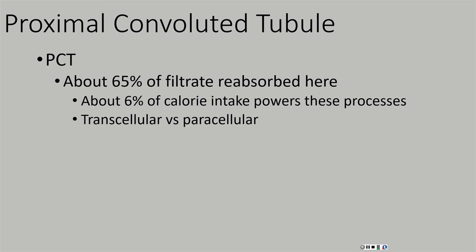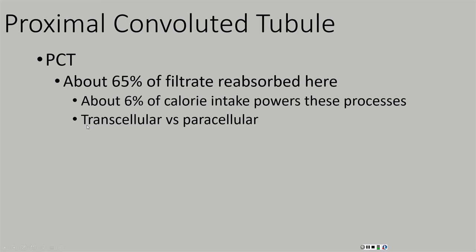About 6% of the calorie intake per day powers the processes of the PCT. There is a lot going on in the PCT to reclaim all of those substances that our body needs to hold on to. It uses a lot of energy. And when we talk about reabsorption, we're going to talk about transcellular processes and paracellular processes.